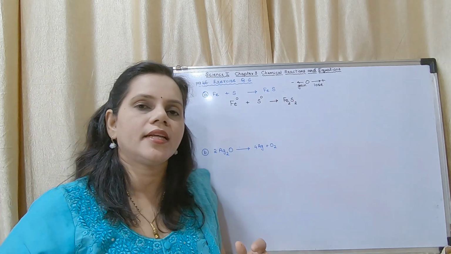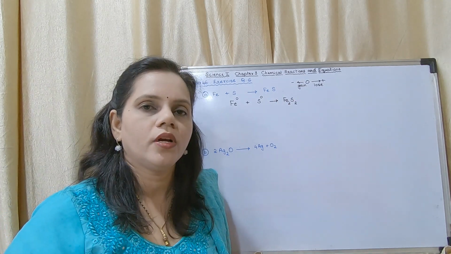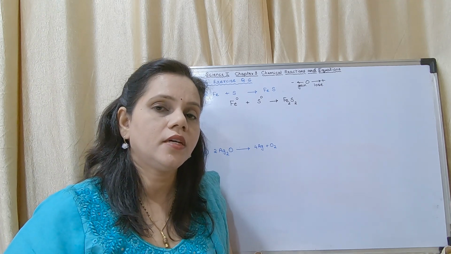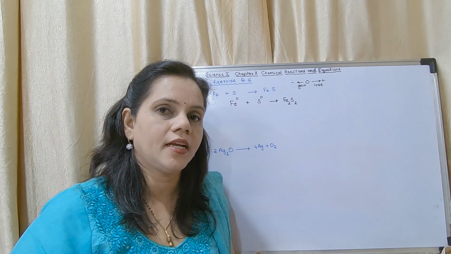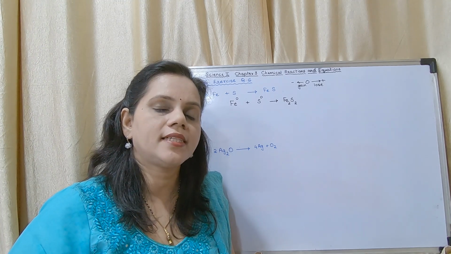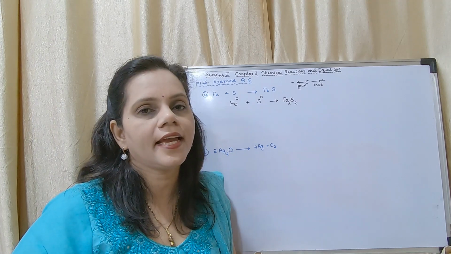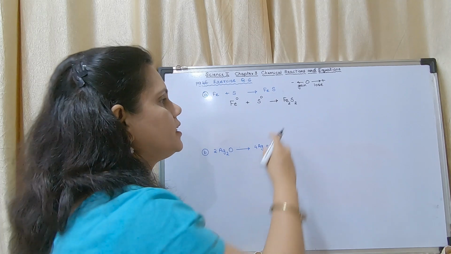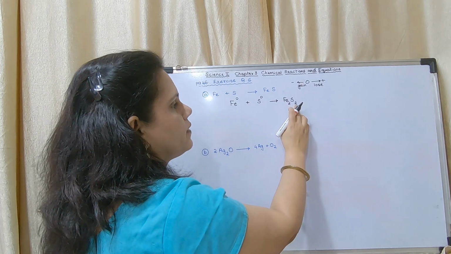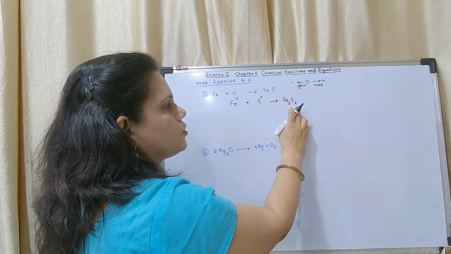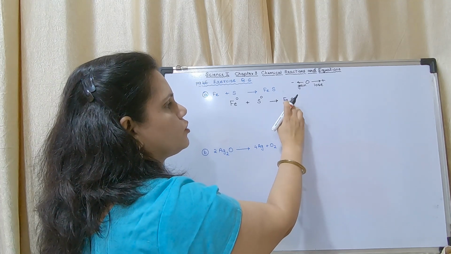You should know that the valency of sulfur is 2. What is the atomic number of sulfur? It is 16. What is the electronic configuration? 2, 8, 6. As it has 6 electrons, it will gain 2 electrons, so its valency is 2. So this is Fe2S2. The valency of S here is 2, the valency of Fe here is 2, so I will cancel that 2.